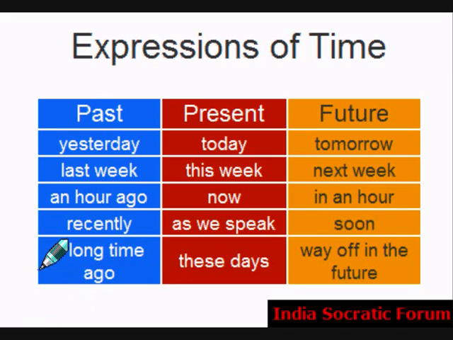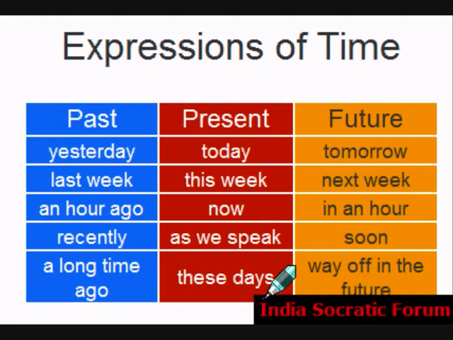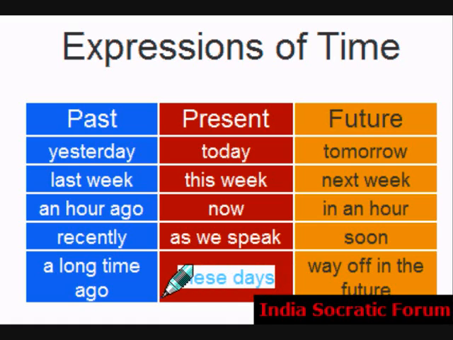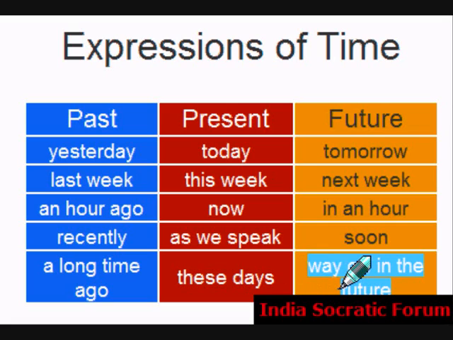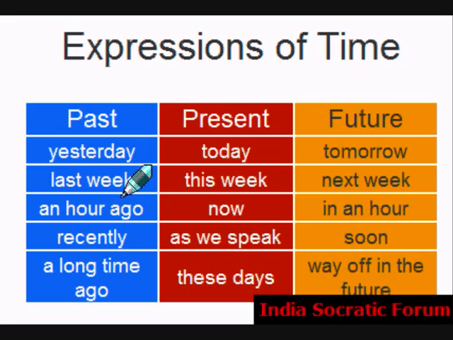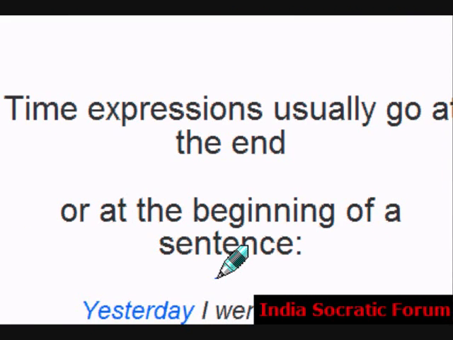A long time ago is about expressing past. The present context is these days. The future expression is way off in the future. Okay, these are the ways to express past, present and future in regards to time. Time expressions usually go at the end or at the beginning of a sentence. Either it's at the end or it's in the beginning.